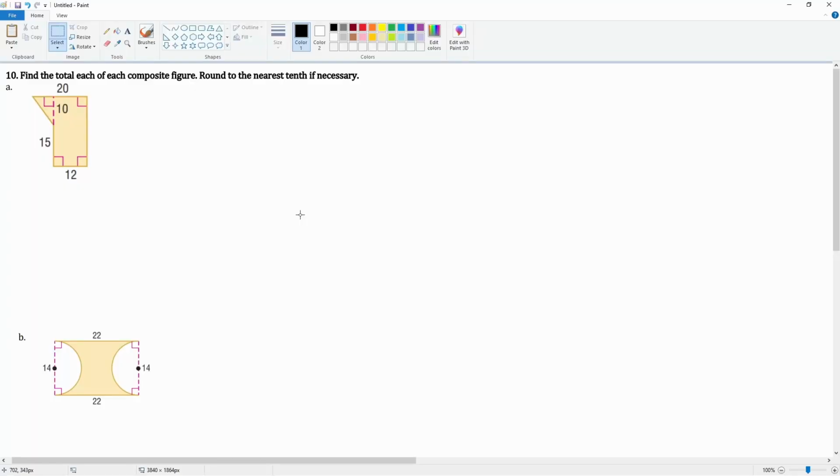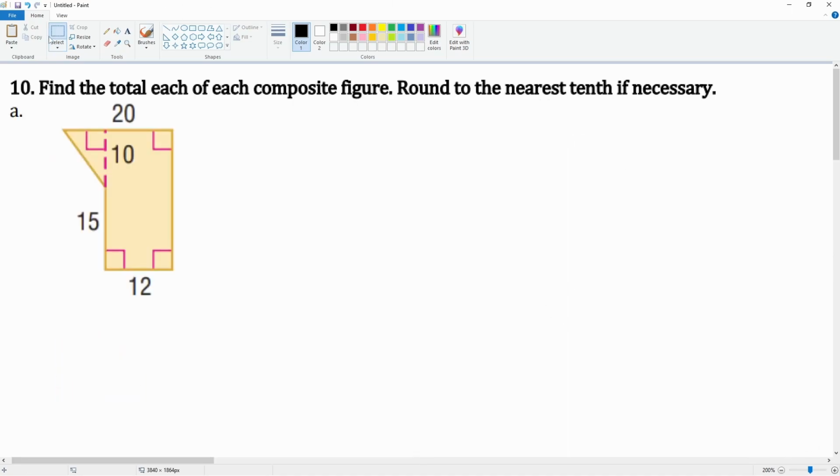Number 10 asks us to find the total area of this composite figure. So let's just break this composite figure into its pieces. So we have this piece, then we're going to add it to this piece. Okay, let's see if we know.